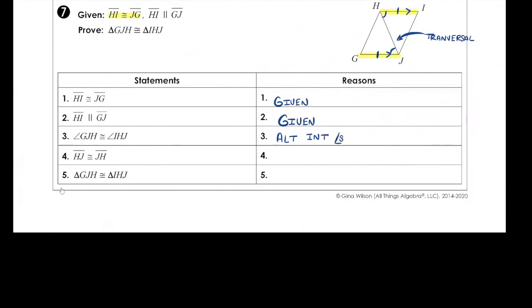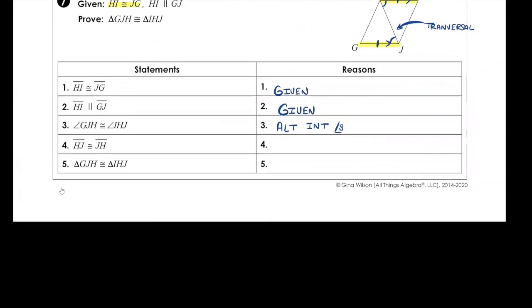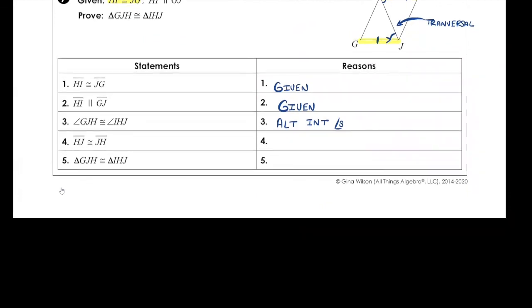Why is HJ congruent to JH? Shared side. So because it's a shared side, it's reflexive. I'm telling y'all, that thing's going to show up a lot. And then lastly, what makes my triangles congruent? Side angle side.